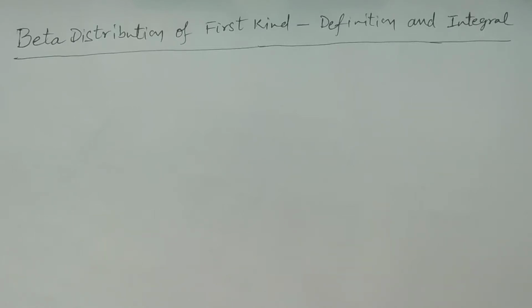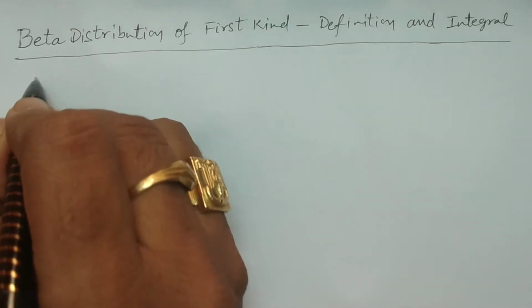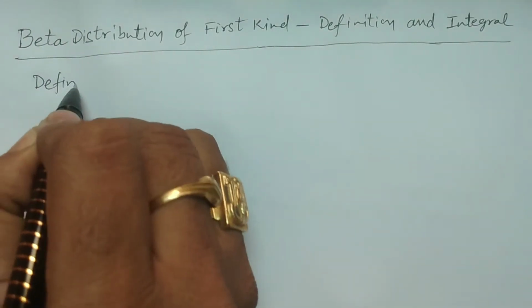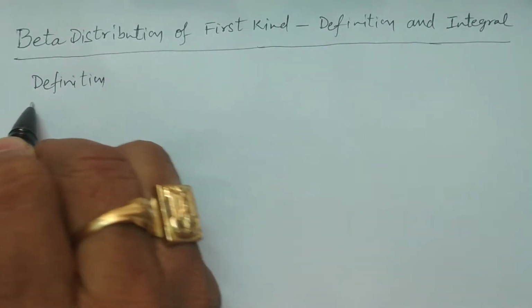In this lesson, I discuss the beta distribution of the first kind, its definition and integral. So what is the definition? First of all, the definition of the beta distribution of the first kind.